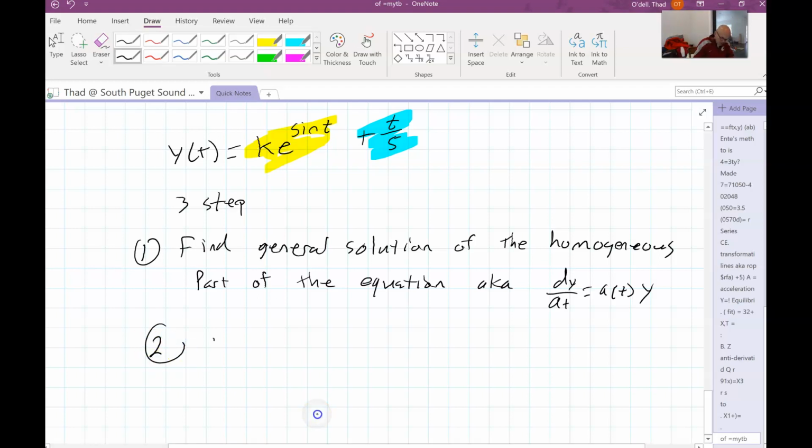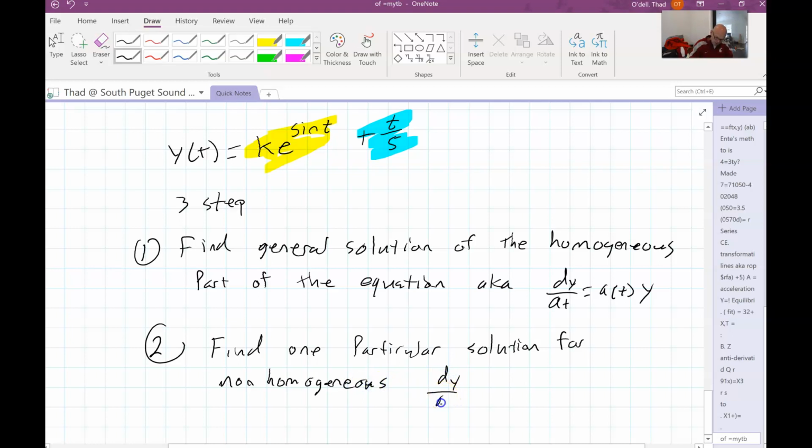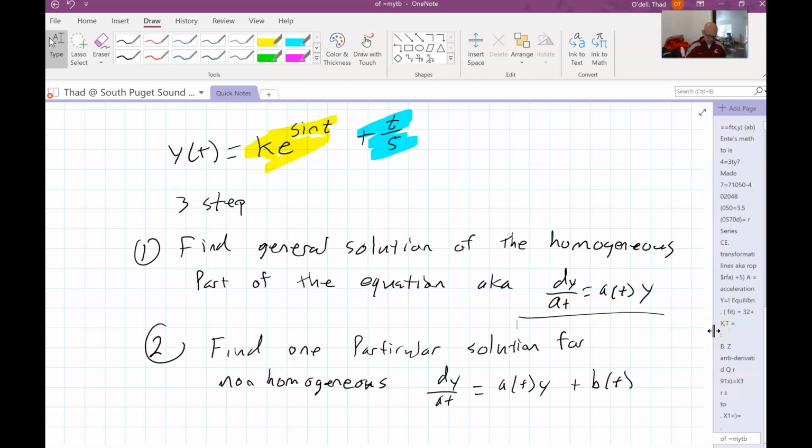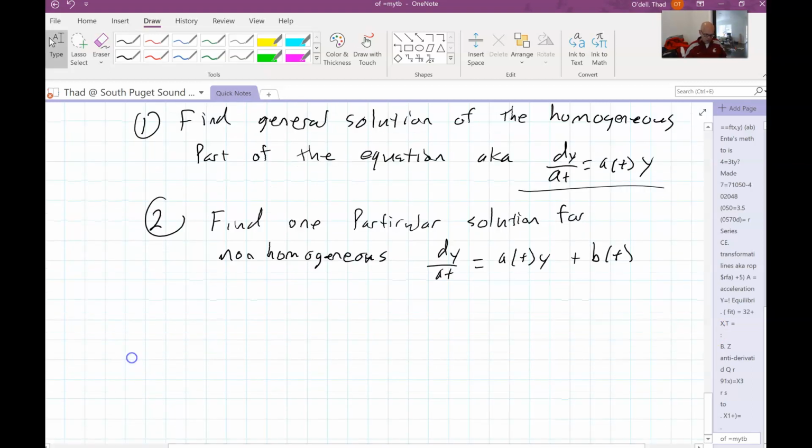Second step is find one particular solution for the non-homogeneous, or the whole equation, so the dy dt equal to a of t times y plus b of t. So we have to come up with a particular solution for the entire equation. First one, we just look at the part involving y. The second part, we try to come up with one particular solution that works for the whole thing.